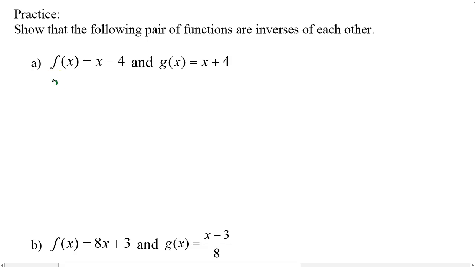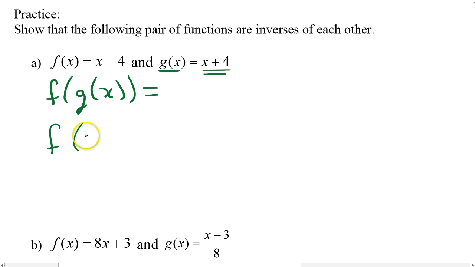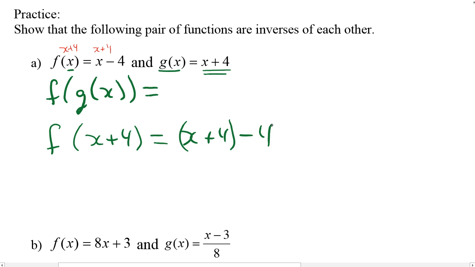So really what we're going to say is, what is f of g of x? Okay, g of x is the same thing as this x plus 4. So I'll say f of x plus 4 is equal to, now I go back here, and if I'm putting an x in here, then here I'm going to put in an x plus 4. So this is equal to x plus 4 minus 4, and that is going to be equal to x. So therefore, inverse.